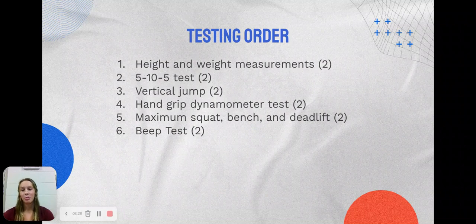Finally, the testing order will be done as shown above, with height and weight being first since this is non-fatiguing, and the beep test being last since this is the most fatiguing test out of the tests which I wish to assess. This is done because you don't want the fatiguing test to be at the end and tire out an athlete while they're doing the other tests.